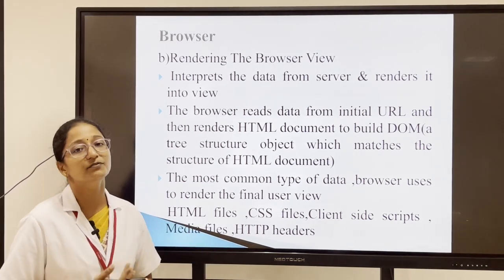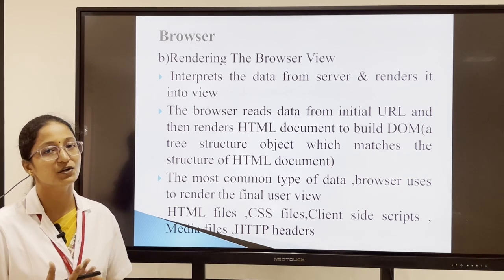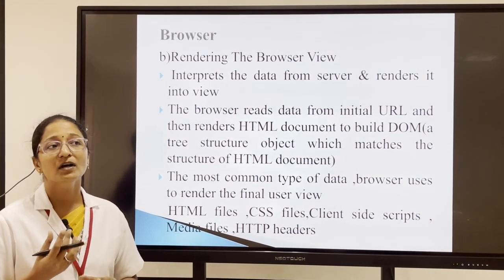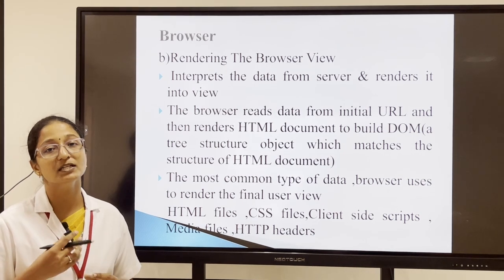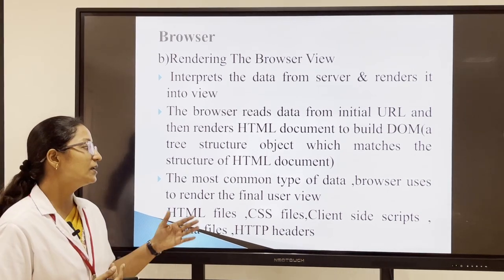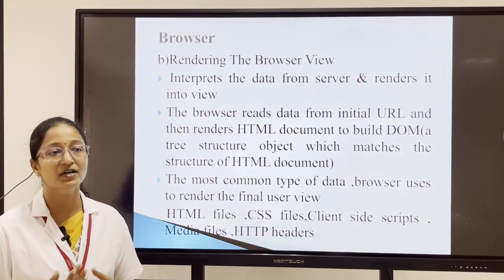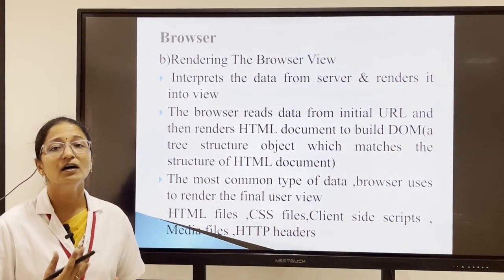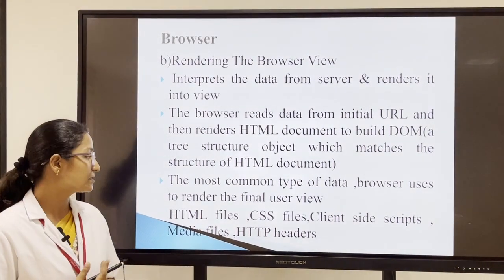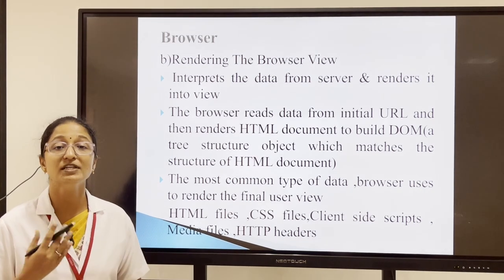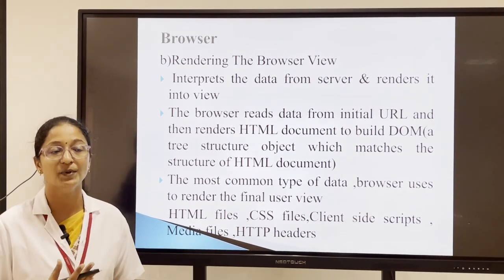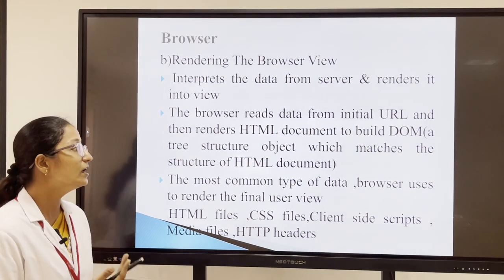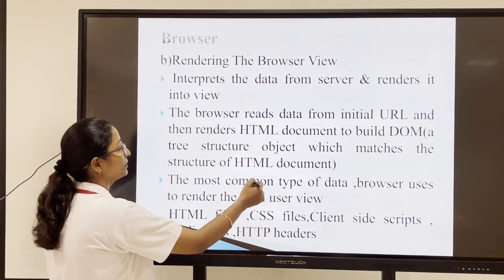The HTML files are used to define the structure of the document object model. The CSS files are used to define how the elements in a web page are to be styled. The client-side scripts are the JavaScripts. Next are the media files. The media files include image, video and audio files. The HTTP headers help in defining what kind of data is to be requested by the user and what type of data is to be retrieved from the server.